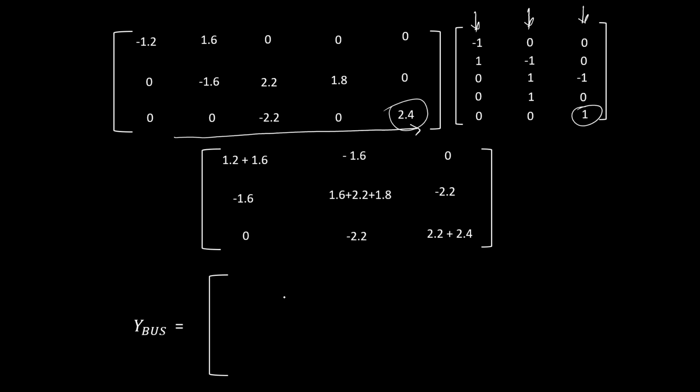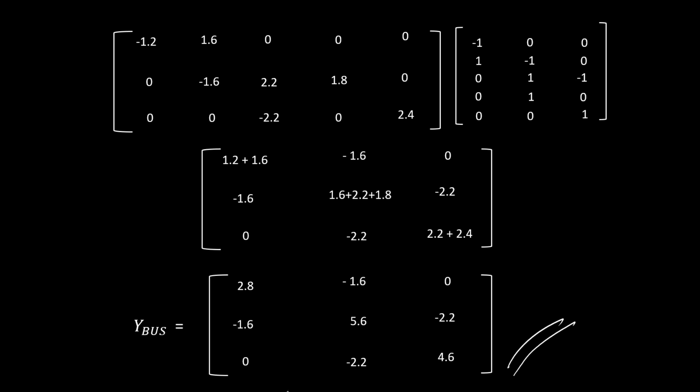Finally, the Y-bus matrix can be represented as: 1.2 plus 1.6 will be equal to 2.8 and -1.6, 0. Off-diagonal values will come as they are, and 1.6 plus 2.2 plus 1.8 is equal to 5.6, -2.2, 0, -2.2. And here we have 4.6. So this is the required Y-bus matrix which we have determined by using the singular transformation method.